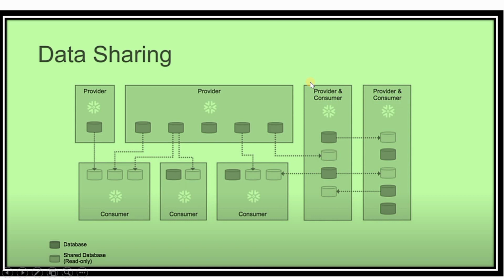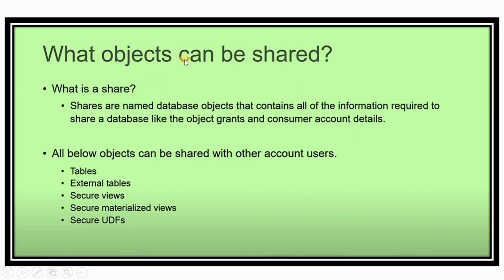The provider is a person who is providing the data to other users. Other user means consumer. You can call the provider a sender and the consumer a receiver. So this is basically the diagram of data sharing. Let's move ahead and understand what objects can be shared: database, schema, or table.